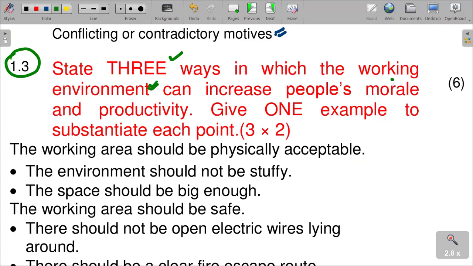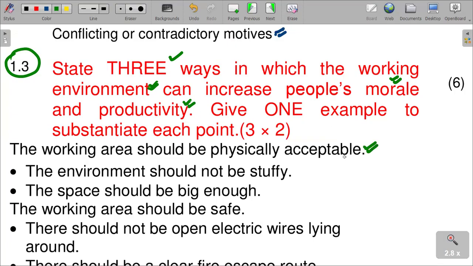We are saying this is also like happiness and productivity, the rate per unit. We are saying output per unit that a person can provide. Give one example to substantiate each point. So, one, the working area should be physically acceptable.